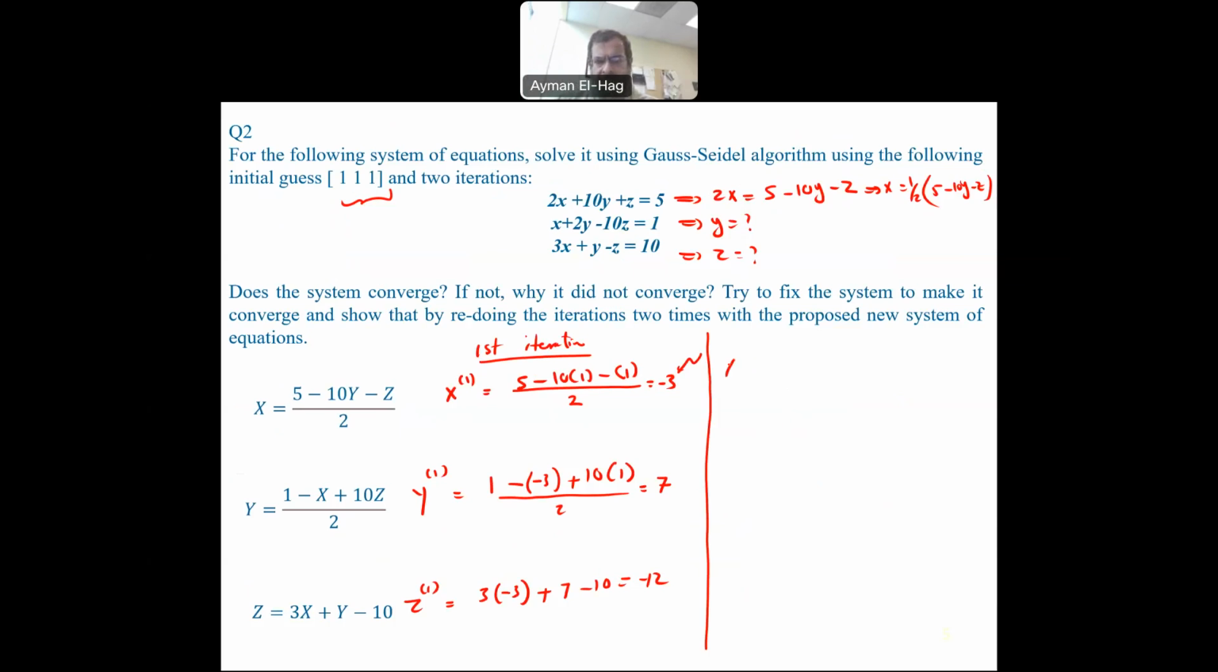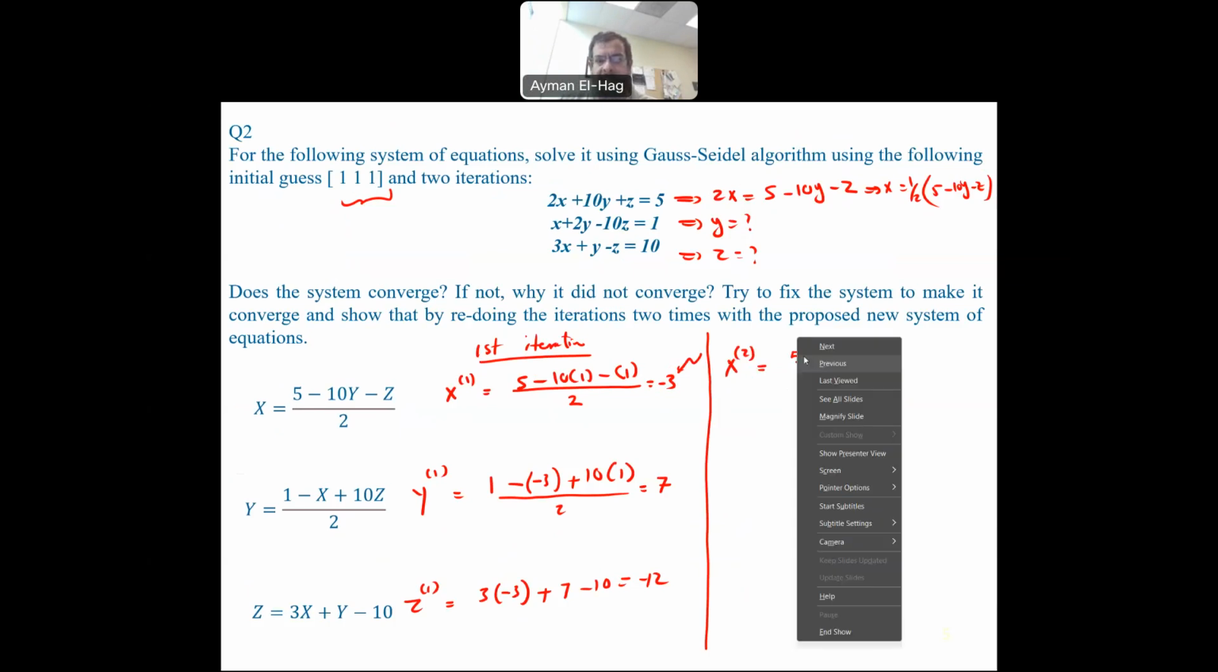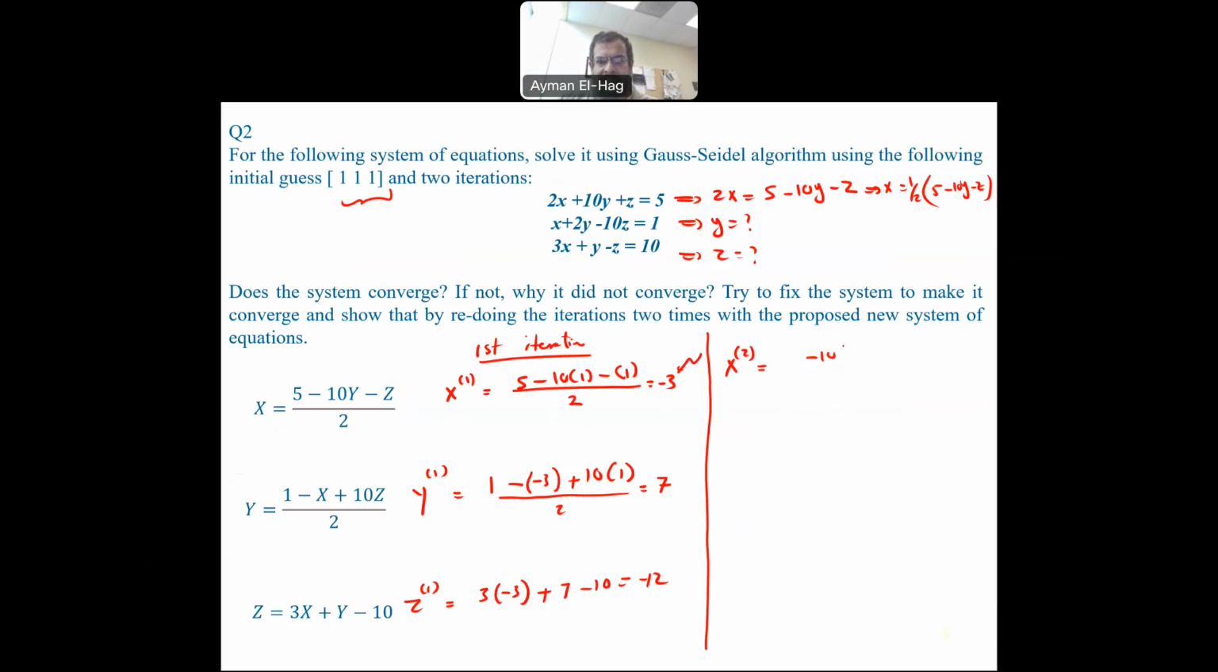So let's go for x of 2, and now we'll do the same thing. Now these are my initial guess or my initial iterations or solutions. So x2 now becomes equal to 5 minus 10 times y, which is 7, minus z, which is minus 12, divided by 2, and this will give me an answer of minus 26.5.